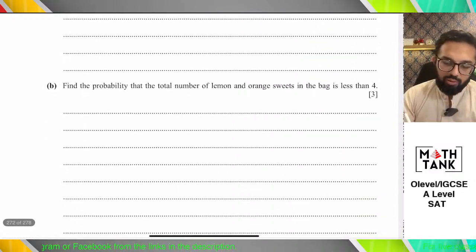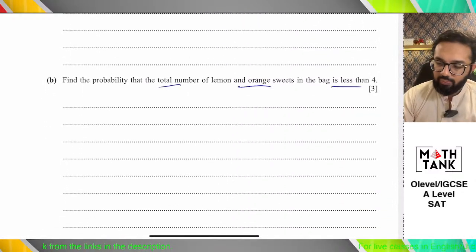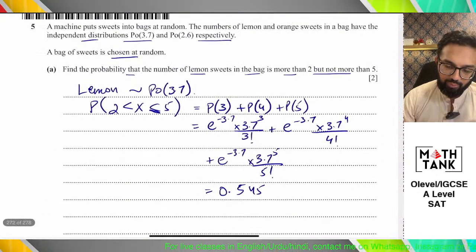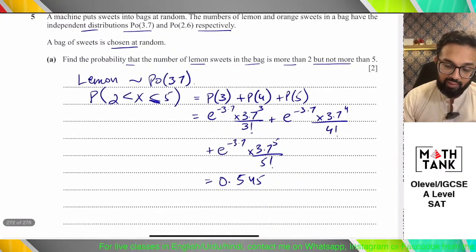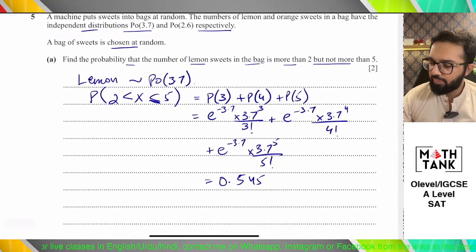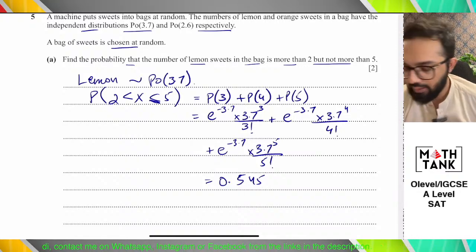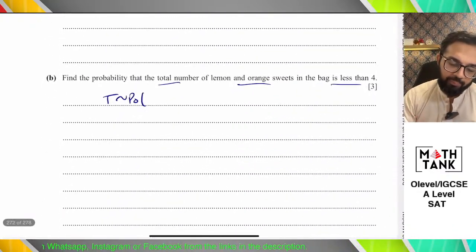Okay, find the probability that the total number of lemon and orange sweets in the bag is less than 4. So I will have to come up with a distribution for the total. So the total also follows a Poisson distribution with 3.7 and 2.6. That would give me 3.7 plus 2.6, which is 6.3.